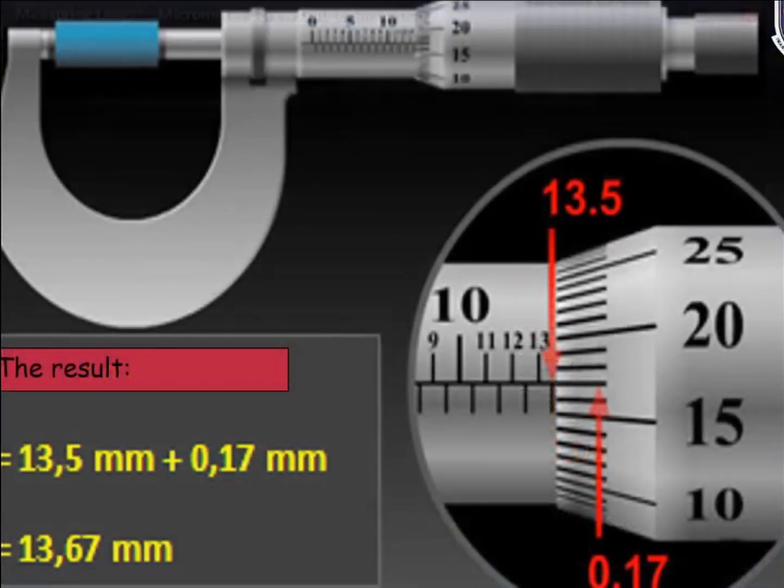Example 2. The result of measurement using a micrometer is, on the main scale there is 13.5 millimeter, and on the thimble scale there is 0.17 millimeter. So the total is 13.5 millimeter plus 0.17 millimeter. So the result is 13.67 millimeter.